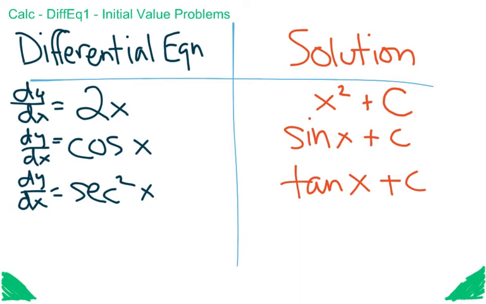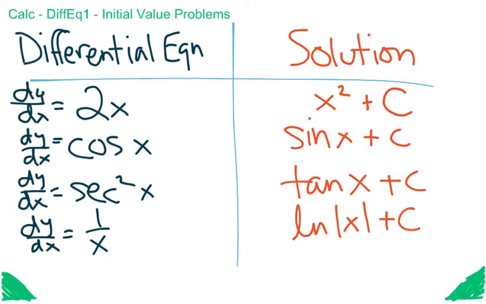And then one of the most common mistakes that students make, they have this function 1 over x, and we need to find the solution for that differential equation. They say, okay, I'm going to add the power and divide by the power, and I get x to the 0 over 0, some craziness. But that, as you should know, is natural log of x, and we'll have a plus c on the end.